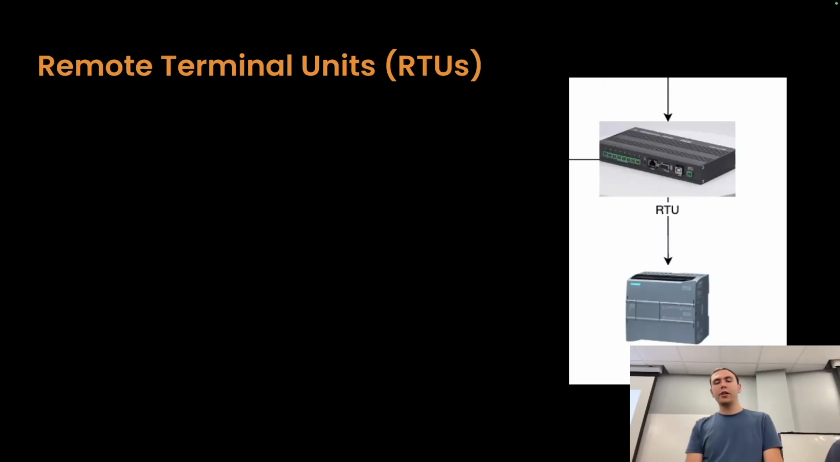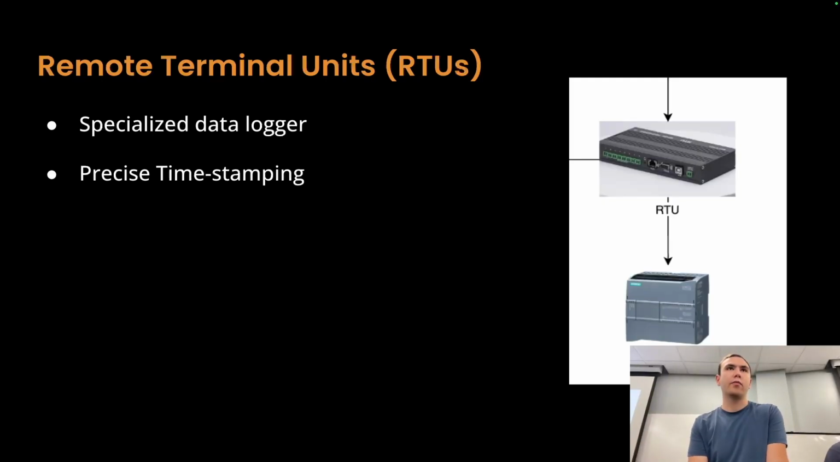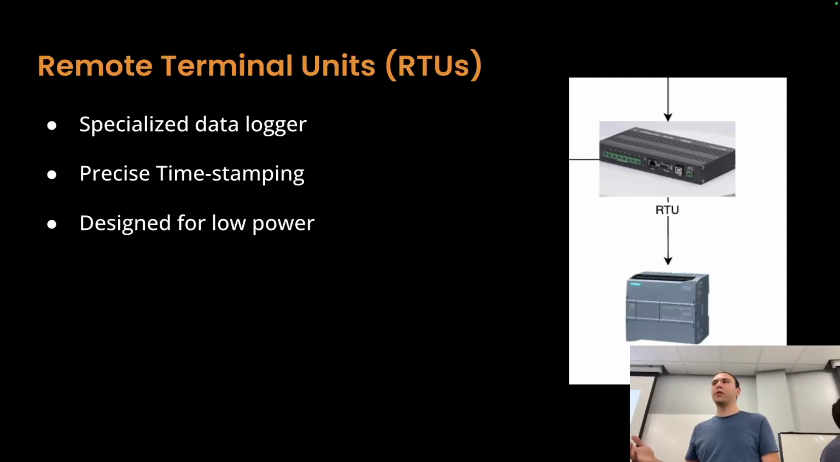Then we have the RTUs. RTUs are a specialized data logger for a lot of these environments. They have really precise time stamping, and they're designed for low power. So the whole point of an RTU is, say in this power plant, you have your point where you're generating your power. Then you have the points where you're managing where you're sending your power, like the substations. You put an RTU at this, and basically it'll grab all the logs from inside your little substation area and send it over the internet or over the WAN network to your main control center.